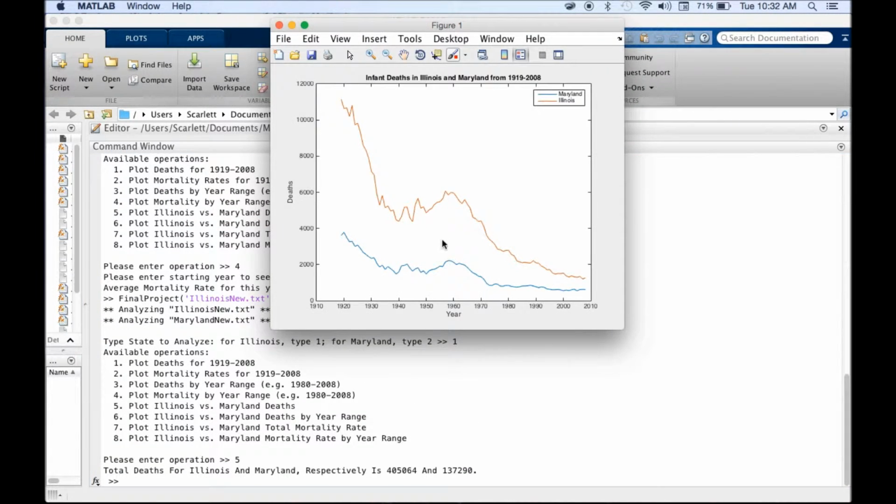For the fifth one, it gives you the total deaths from both Illinois and Maryland from 1919 to 2008, and you can see both data in the same plot. And we have the legend so you can see which one's Maryland and which one's Illinois.